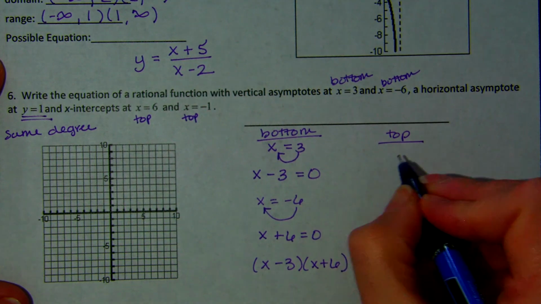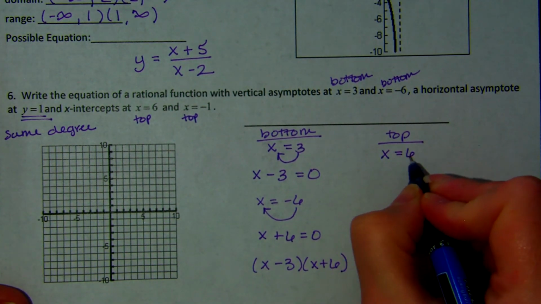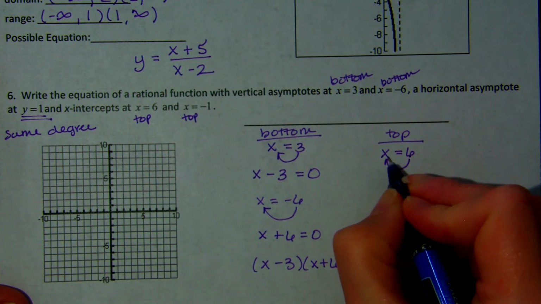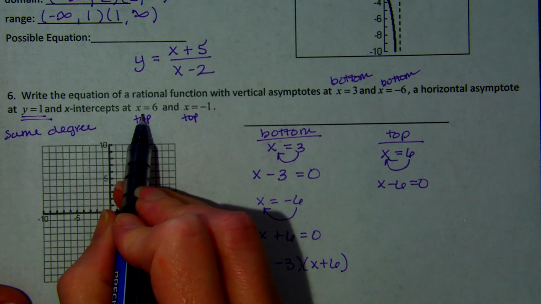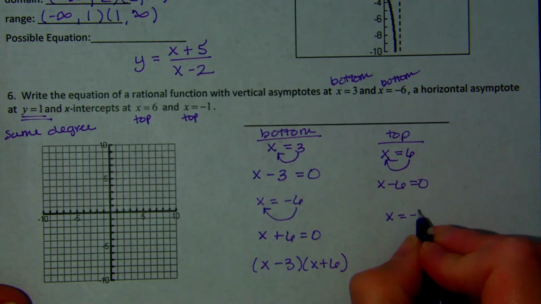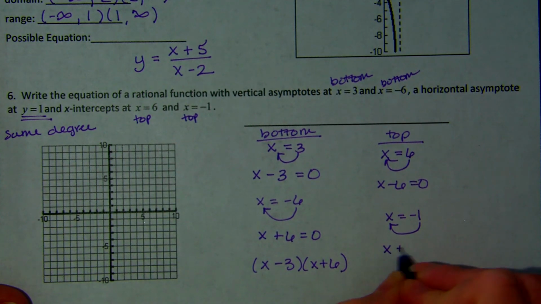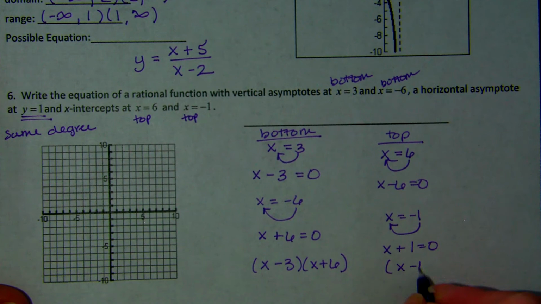Your top is going to be x equals 6. Move that over. X minus 6 equals 0, right? And I got that from right there. And then x equals negative 1. Move that negative 1 over. You get x plus 1 equals 0. And so your top is x minus 6, x plus 1.